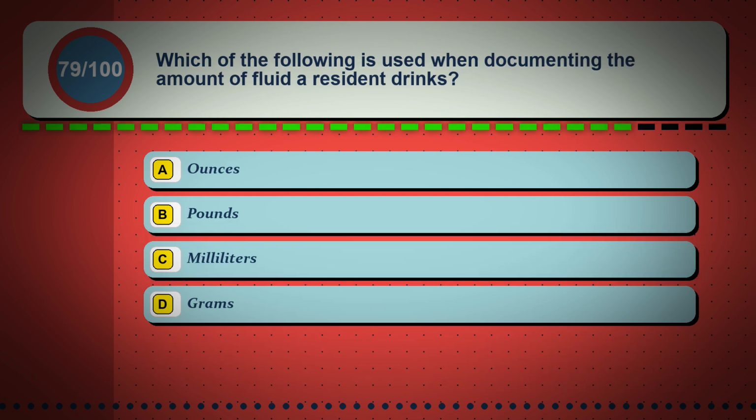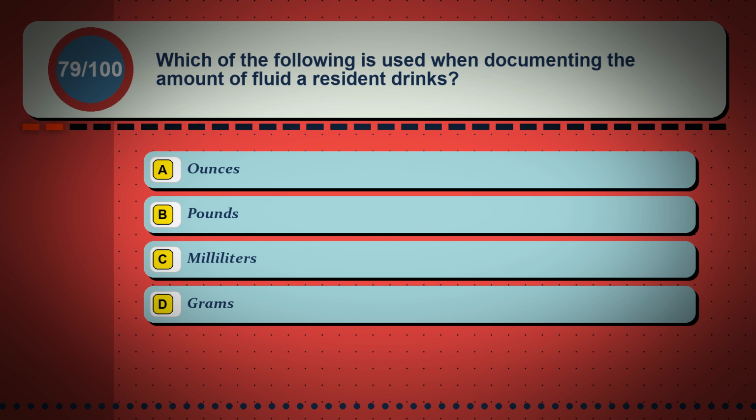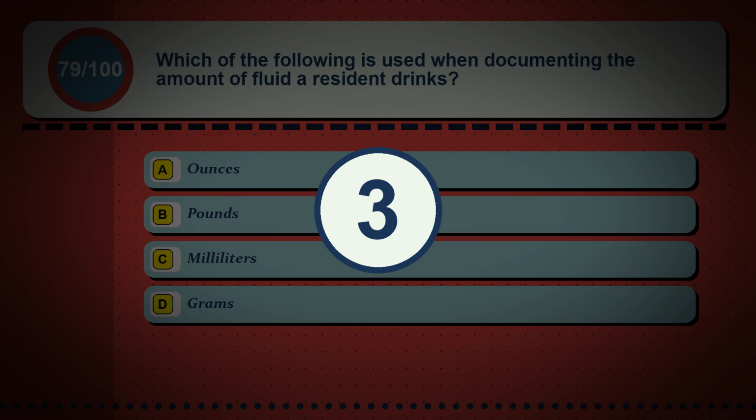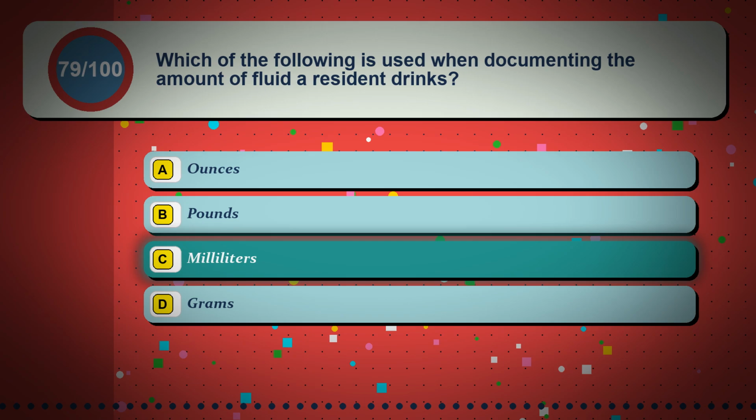Question 79. Which of the following is used when documenting the amount of fluid a resident drinks? Option A, ounces. Option B, pounds. Option C, milliliters. Option D, grams. The correct answer is option C, milliliters.